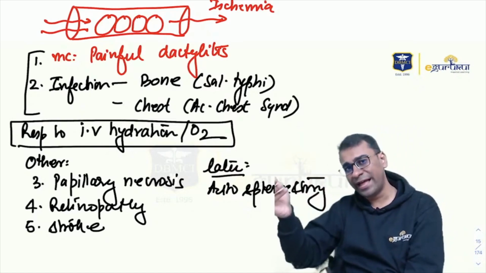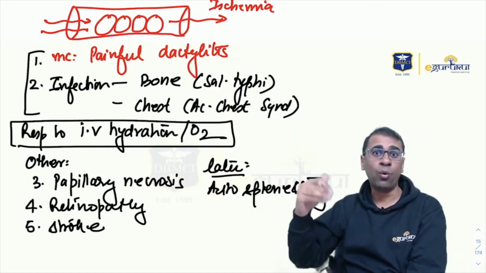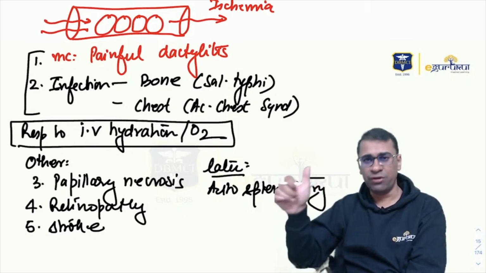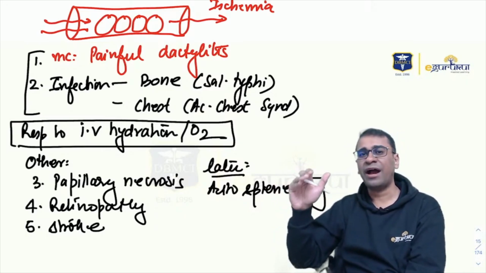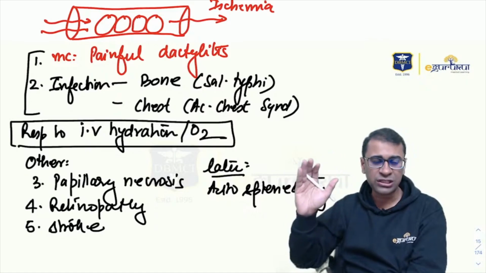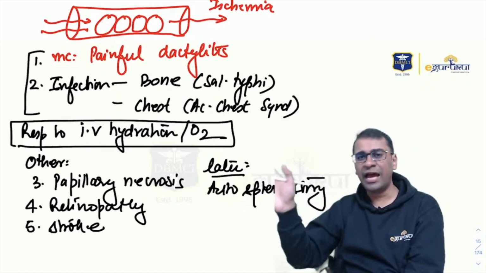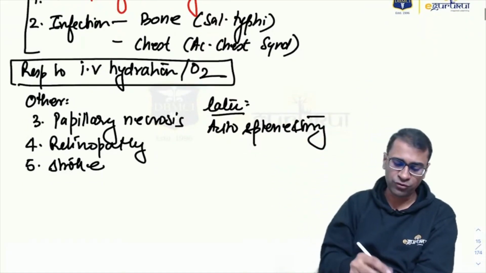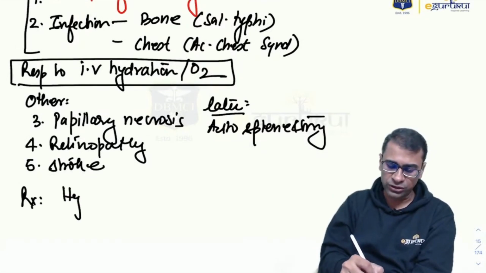But what else can you give? You can ask the patient to avoid infections, number one, and you can also give hydroxyurea, because hydroxyurea will increase HbF and therefore decrease sickling. One more treatment for this is hydroxyurea.